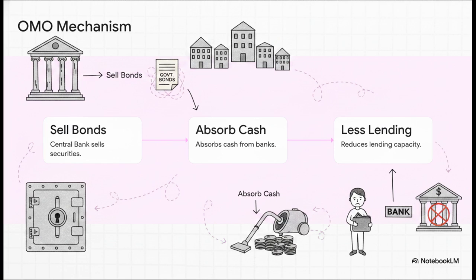Step 3. Because those banks now have vaults full of government bonds instead of actual cash, their capacity to lend money out to the public is severely reduced. They've effectively mopped up the excess liquidity, meaning there's just less cash out there for everyday loans.